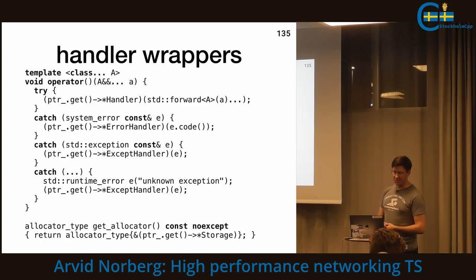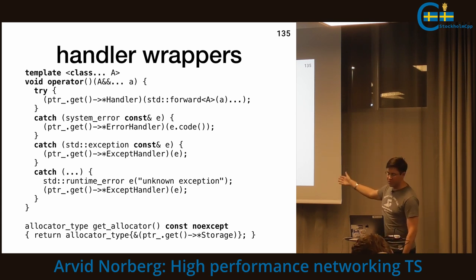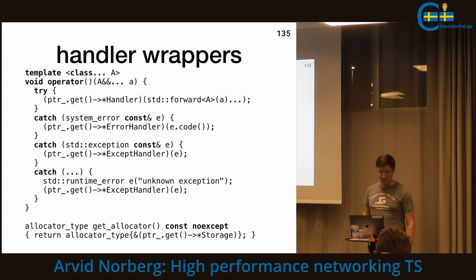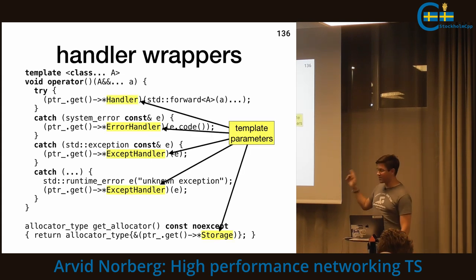So if you're not familiar with how to use member function pointers and data member pointers, you basically use the arrow star on a pointer. You can also use dot star if you have a reference. And this is familiar, right? This is the same as the error handling handler wrapper, but instead of figuring out at runtime what to call, we just make static calls directly to them. And again, these are template parameters. Super efficient.